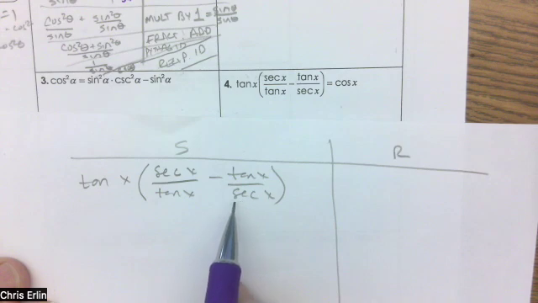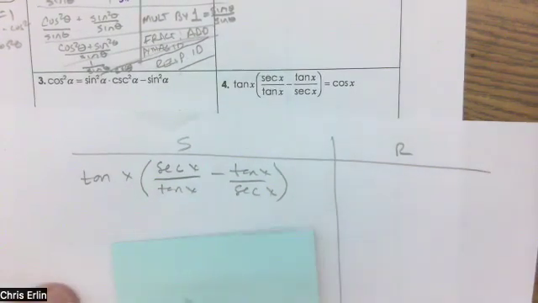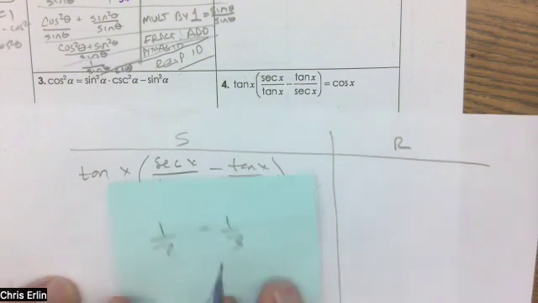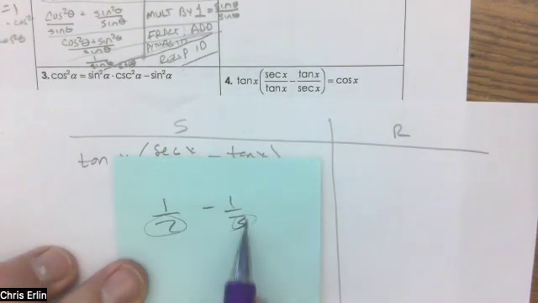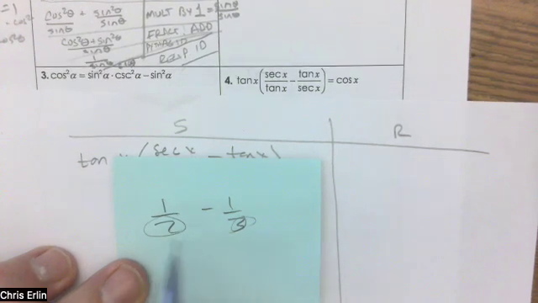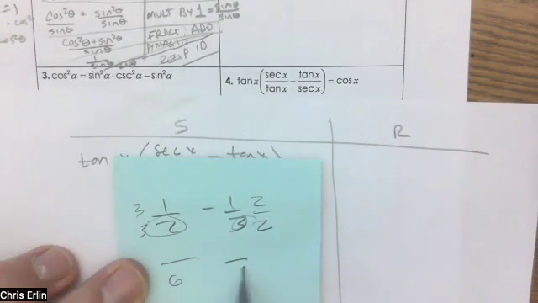What does the denominator have to be? If I had 1/2 minus 1/3, what would the denominator have to be? 6. You would multiply both of these together, right? And this one I'd multiply by 3 over 3, and this one I'd multiply by 2 over 2, and that would give me denominators of 6.